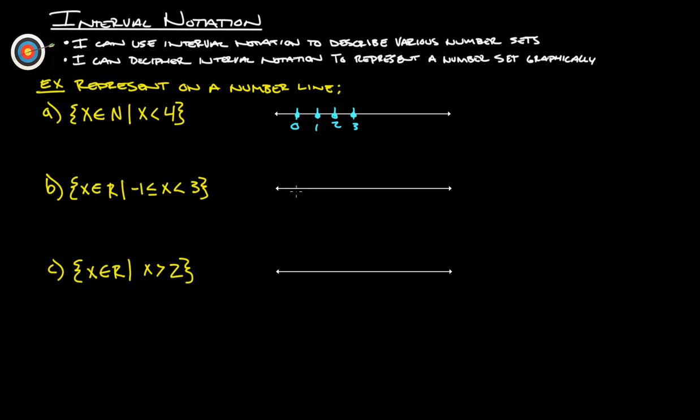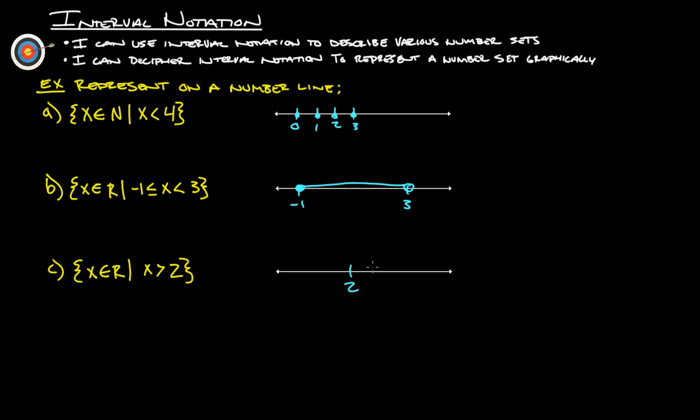For B, x is all the real numbers such that x is between -1 and 3, including -1, right? So we could do -1 at the bottom here, 3 at the top, and it includes -1, but it does not include 3. So we'd leave that as an open circle, and then we just draw a little line between those two. Any point along this line, or at that point, but not this point, would fulfill this interval notation.